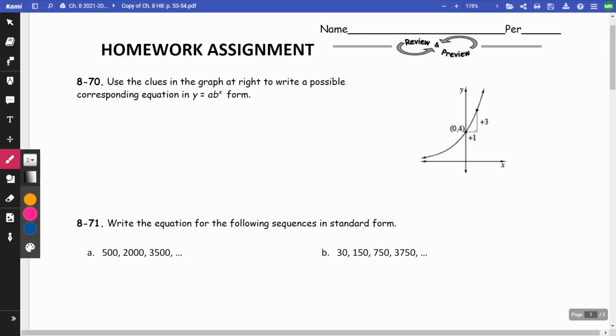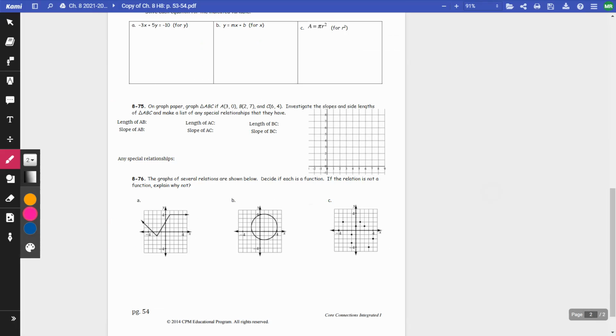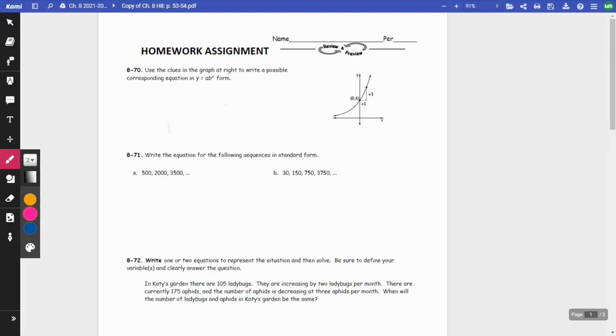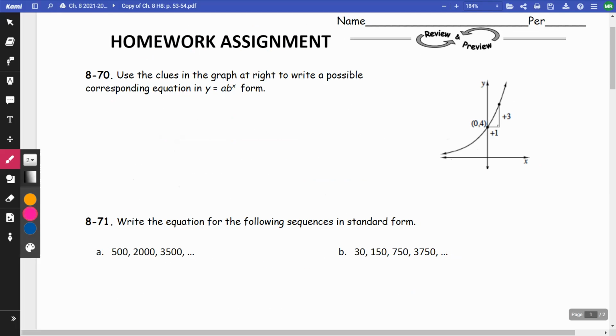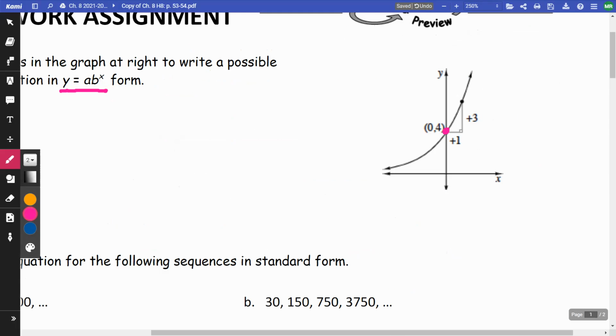So this video is integrated one. This is the homework 8-70 to 8-76. So on the very first problem here, we are going to try to write the equation of an exponential graph in the form y equal a times b to the power x.